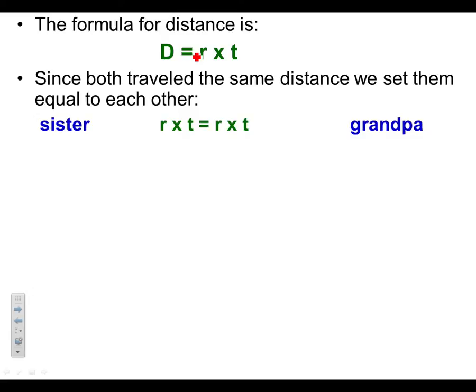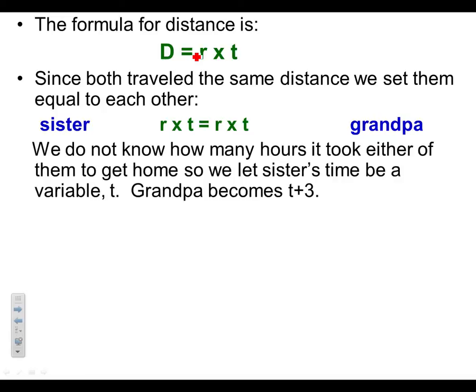Since they both traveled the same distance, we just set them equal to each other. Sister's rate times time equals grandpa's rate times time. Now we fill in what we know. We don't know how many hours it took either of them, so we're going to let sister's time be the variable, t. Grandpa took 3 hours longer, so grandpa becomes t plus 3.